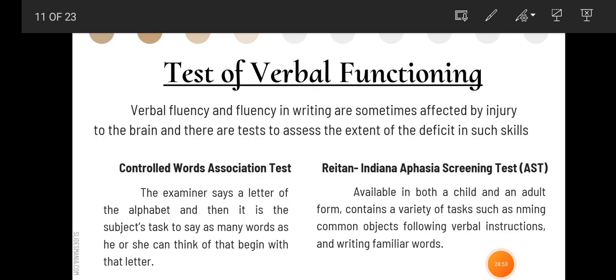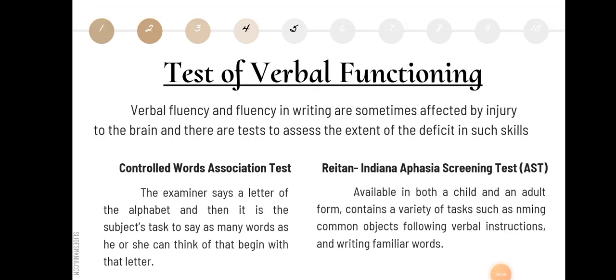So the fifth test is the test of verbal functioning. Verbal fluency and fluency in writing are sometimes affected by injury to the brain, and there are tests to assess the extent of the deficit in such skills. So people who have dementia or Alzheimer's can't really identify things.